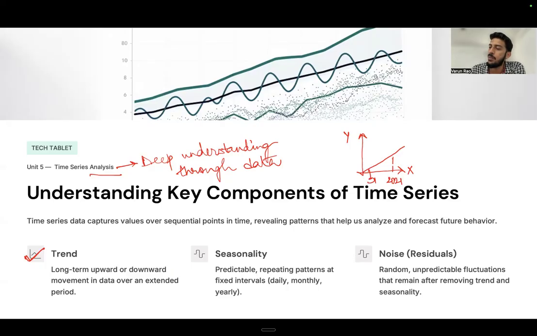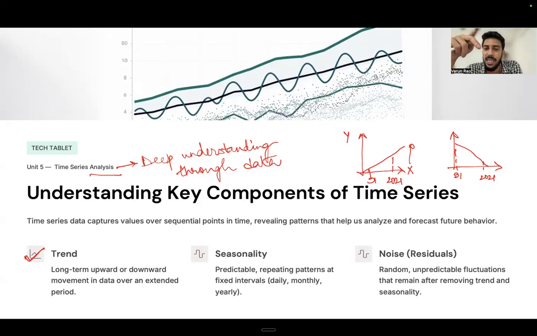So this here is very clearly an upward trend, right? Then you have a downward trend as well. Now imagine something like this. In cases like these, the business is falling. In 1991, my business thrived, but in 2021, it has come to an end. So it's either a long-term upward or downward movement of the data.